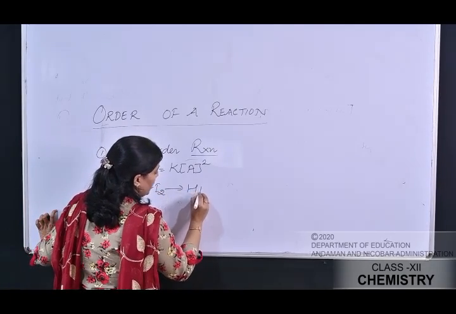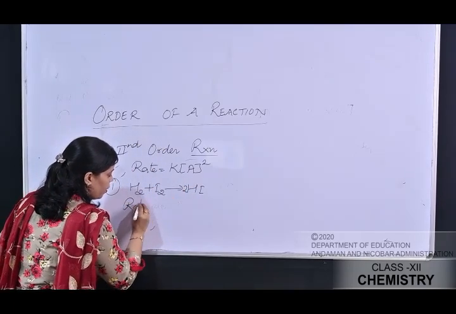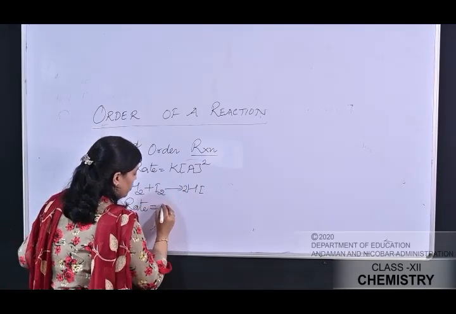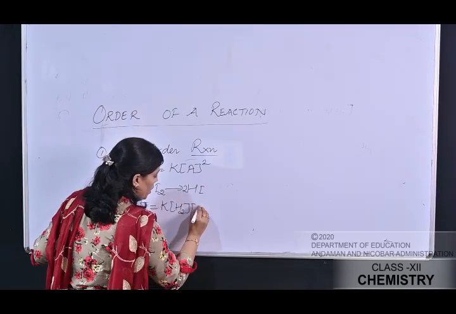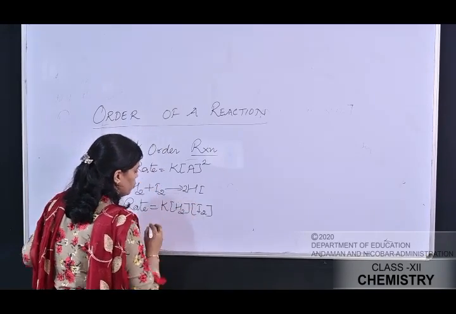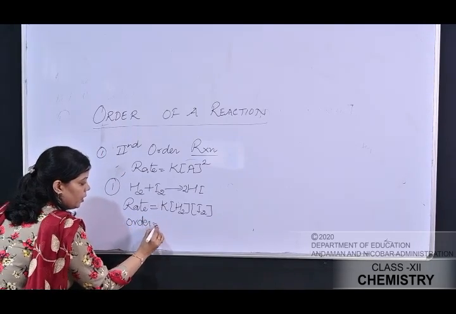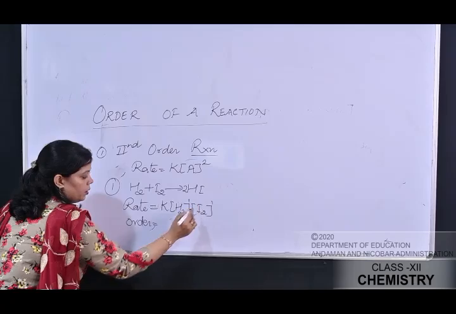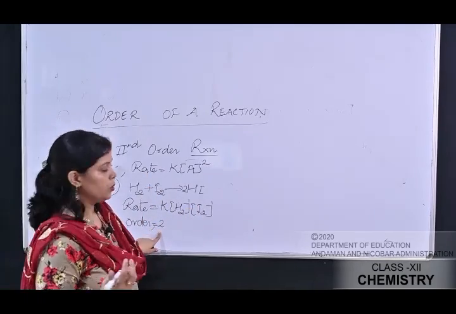The example of this first is the formation of hydrogen iodide by the reaction of hydrogen with iodine, and on experimental studies we found that the rate of the reaction is equal to rate constant, concentration of H2 and concentration of I2. Then for this reaction the order is 1 plus 1, which is equal to 2. It means the order for this reaction is equal to 2.